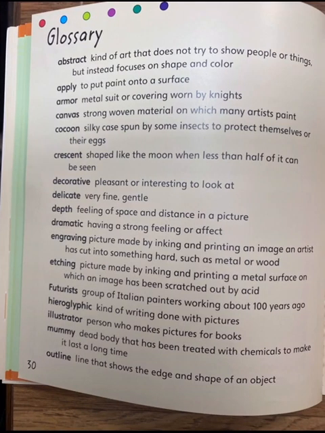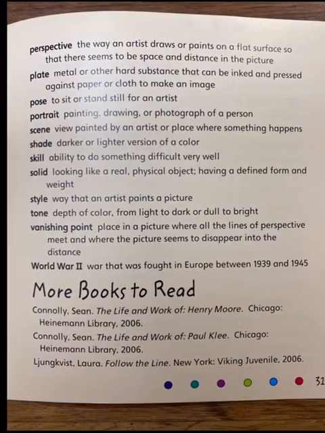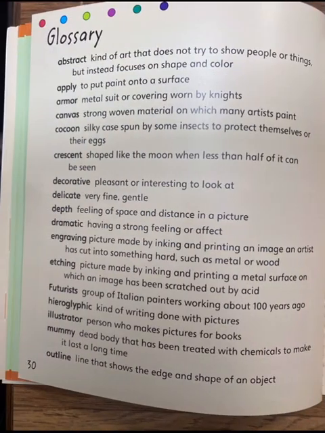And here is some, I want to read this glossary to you because we're going to be doing a Google form that has questions about, it's going to identify some of the artworks in this video, and you're going to identify the vocabulary in here. So I'm going to read this glossary to you. So abstract, kind of art that does not try to show people or things, but instead focuses on shape or color. And these words were in bold, what I was just reading.